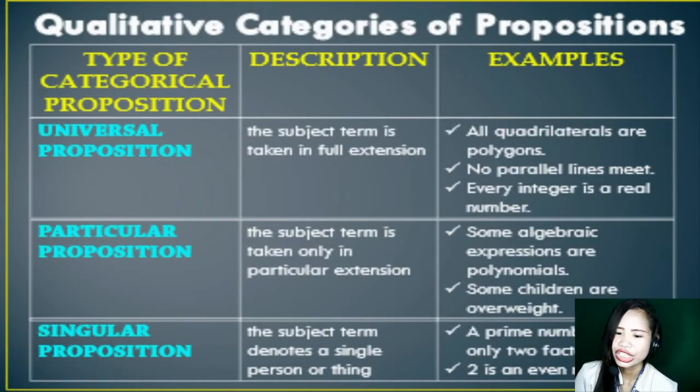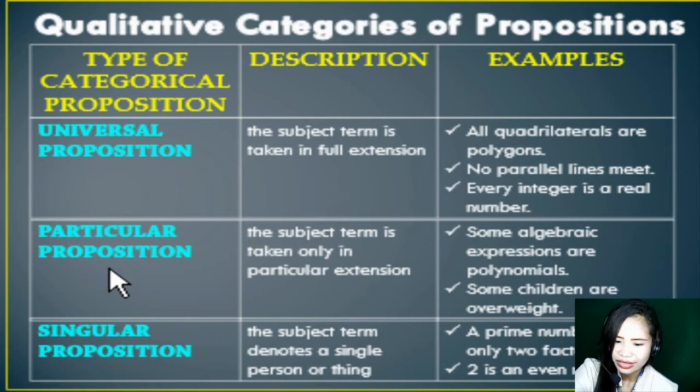So let's now consider some qualitative categories of propositions. The first type of categorical proposition is the universal proposition. How is it described? It is described as the subject term taken in full extension. For example, all quadrilaterals are polygons. No parallel lines meet. Every integer is a real number. So that is universal propositions.